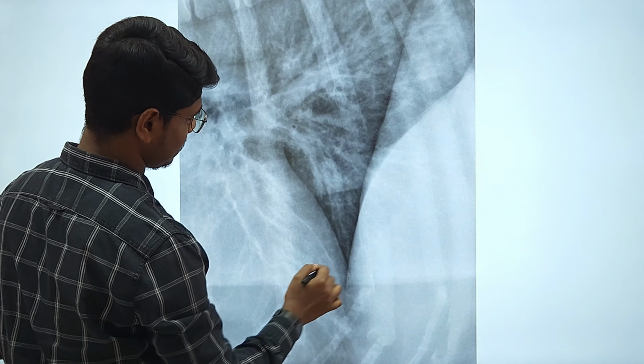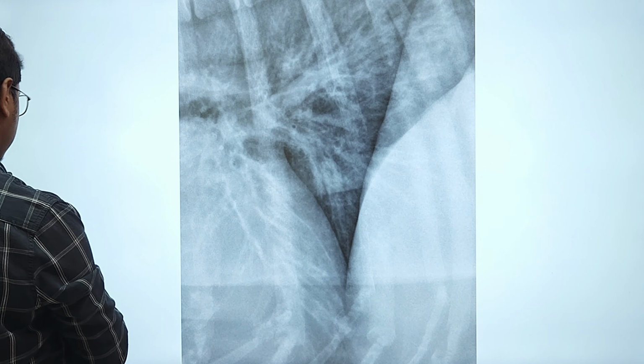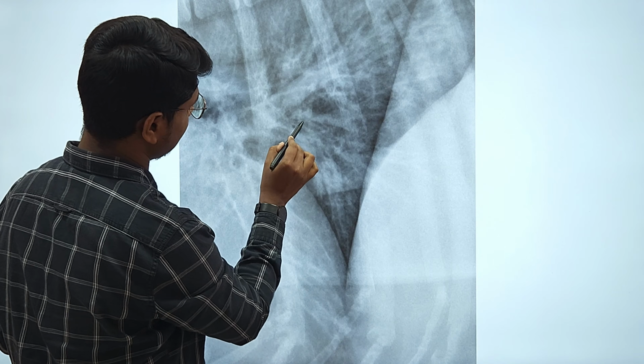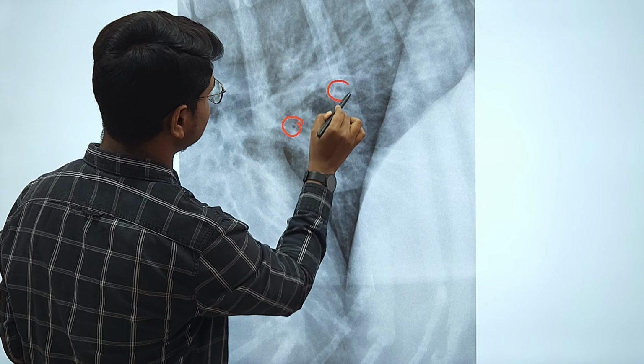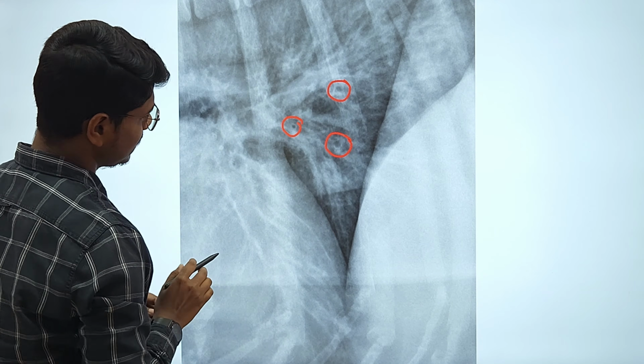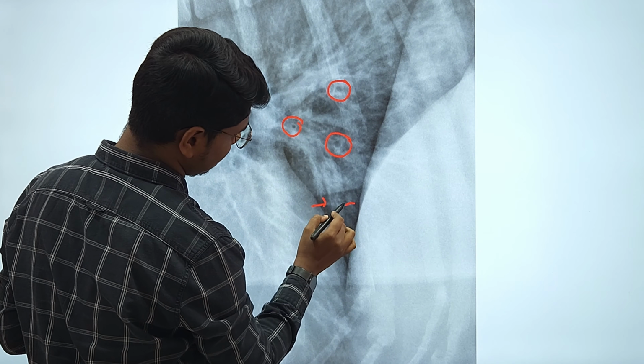Let us see another radiograph. We have such good quality radiographs so that you can understand. Here can you see a ring shadow? Here is a ring shadow, here is a ring shadow, here is a ring shadow. Tram lines, can you see a tram line here?